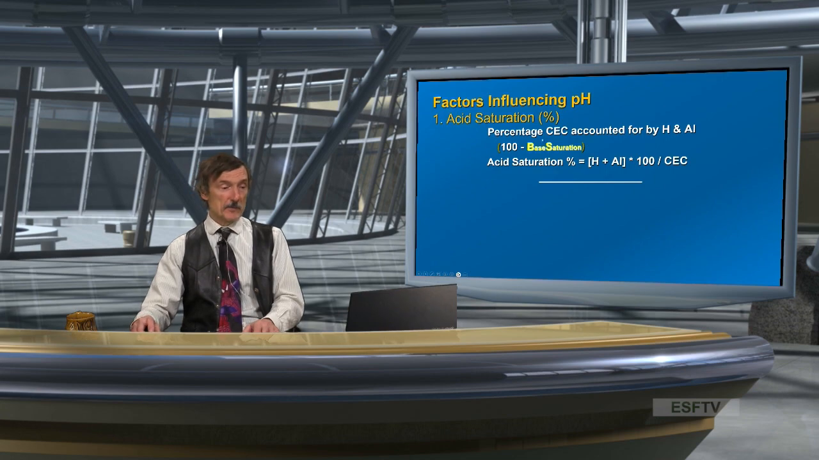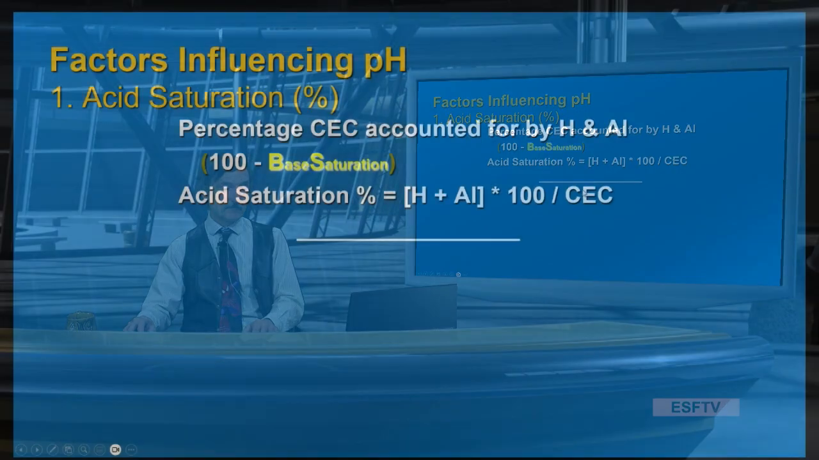Okay? And if we take these words, percentage of CEC accounted for by H and Al, and translate that to a formula, percent acid saturation is equal to the concentrations, or activity, of hydrogen and aluminum, over CEC, times 100. So here we're converting to a percent by multiplying by 100. It's the proportion of the acidic cations, H and aluminum, as a percentage of the CEC. Pretty straightforward.